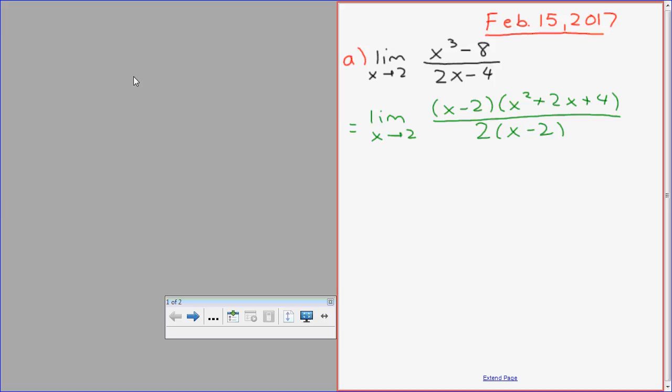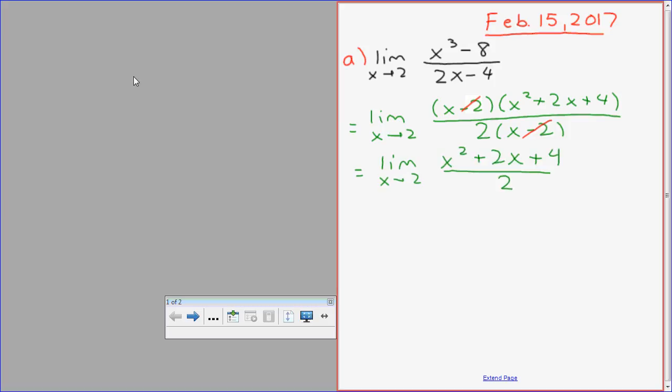Yeah, and the nice thing about this number, we want to get rid of the 0 over 0. If you step a 2 in there, 2 minus 2 is 0. That's the idea there, right? So I'm going to write that out as equals limit, x approaches 2 of x squared plus 2x plus 4 all over 2.